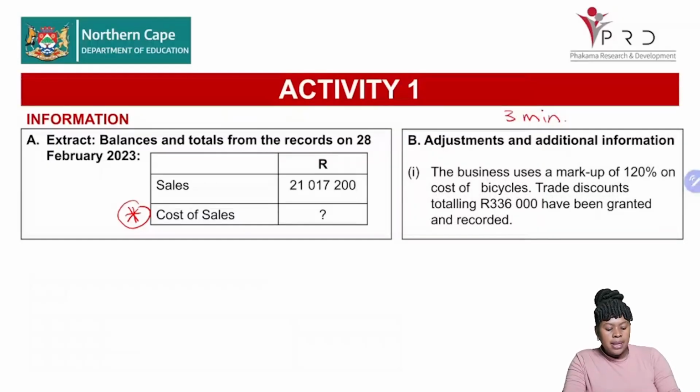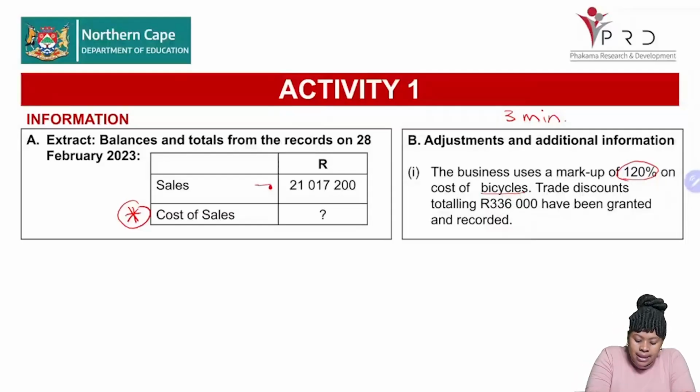Welcome back, Grade 12s. Now let's quickly look at this. Our sales have been given to us, and the business uses a markup of 120% on the cost of the bicycle. Trade discounts totaling 336 have been granted. So in a perfect world, if there was no discount, we would simply use the markup to calculate our cost of sales. But because we've issued discounts, we've sold some items for less than our markup.